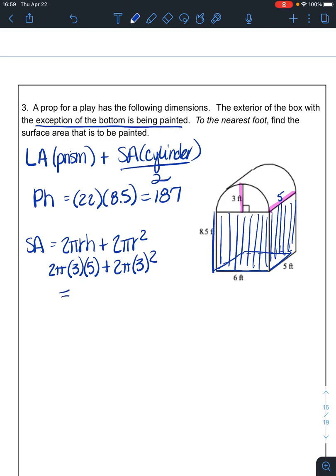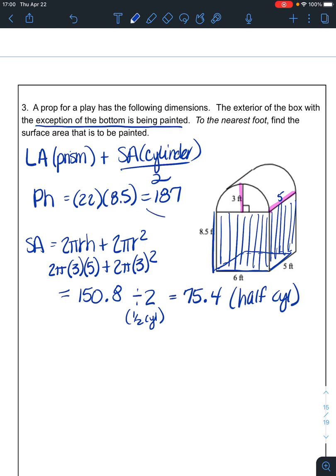Type that in on your calculator just like that. And we get 150.8. But don't forget, that's for the whole cylinder. Okay, we only need half of it. So we need to divide by 2 because it's half a cylinder. So we take that number, we divide by 2, and we get 75.4. Okay, that's for half the cylinder.